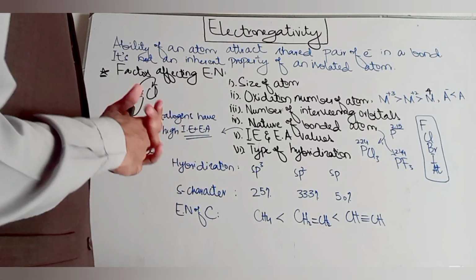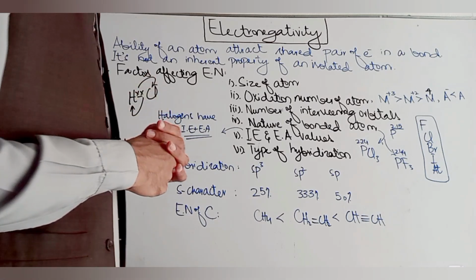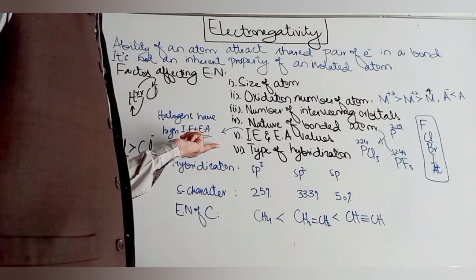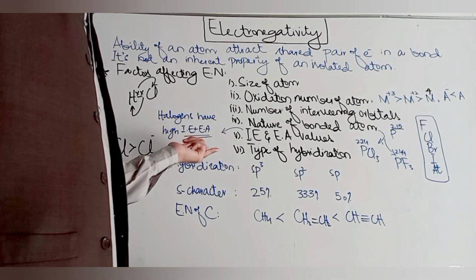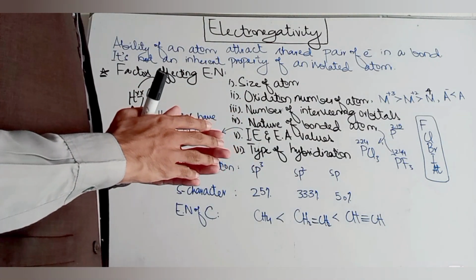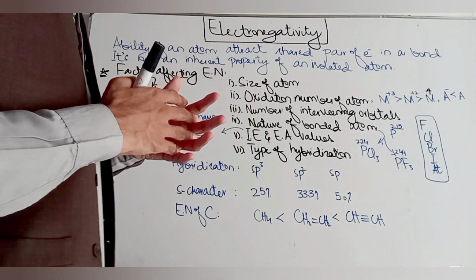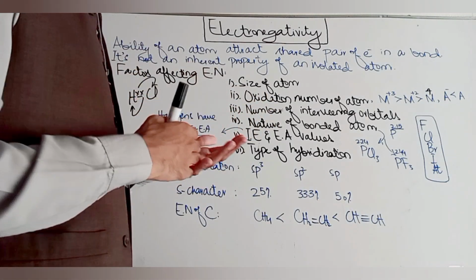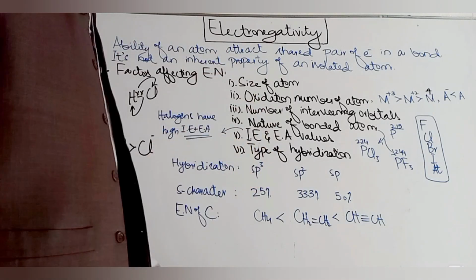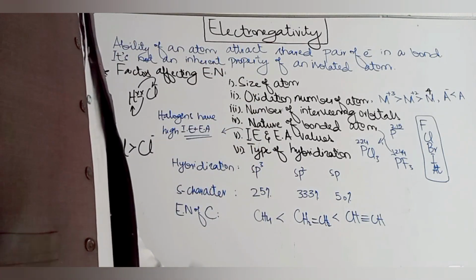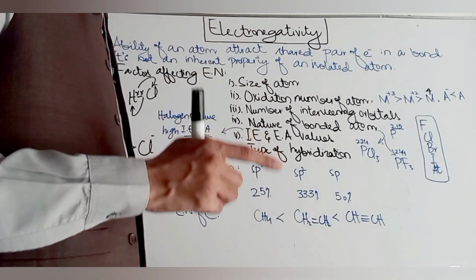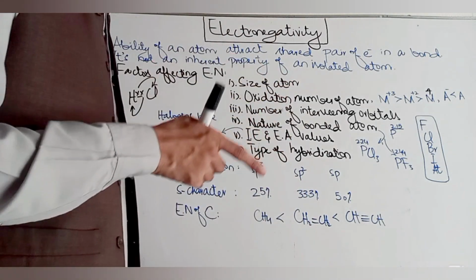The next and the last most important factor that is related to the value of electronegativity is the type of hybridization. Basically, different hybrid orbitals have different s character within them. If we talk about organic molecules, the state of hybridization changes from sp3, sp2, sp. So different hybrid orbitals have different s character, and the greater the s character of the hybrid orbital, the greater would be the electronegativity of the central atom.